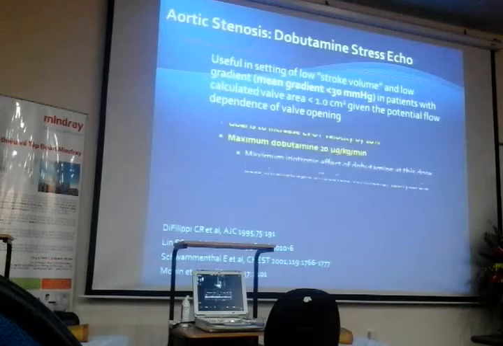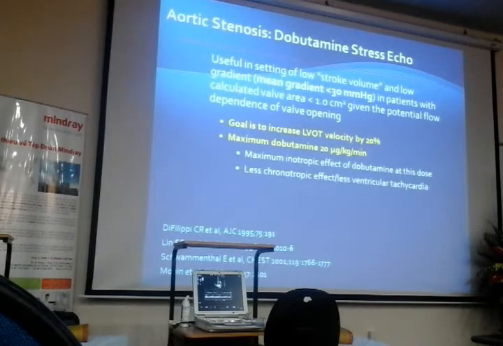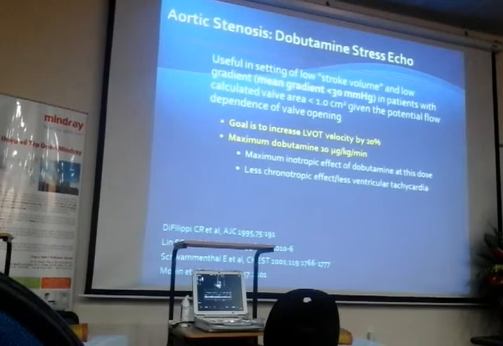So with the dobutamine stress echo, the goal is to increase the left ventricular flow, or in these older studies, the velocity, by 20% or more, using a maximum dobutamine dose of only 20 micrograms per kilo per minute.